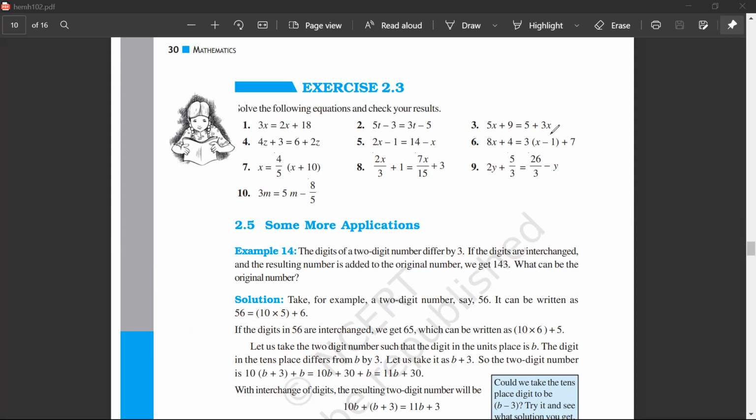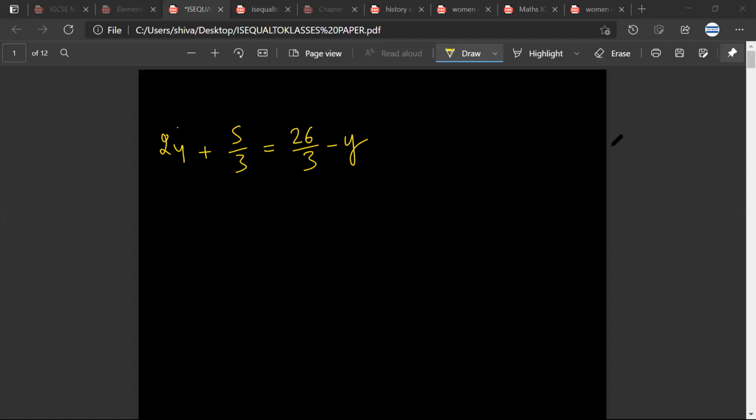Yes, sir. Sarthak, how should I do question number 9? So we have to bring y to the left hand side, and we'll put 5 upon 3 on the right hand side. So 2y plus y equals 26. Okay, Sarthak. What should I do? Question number 9.